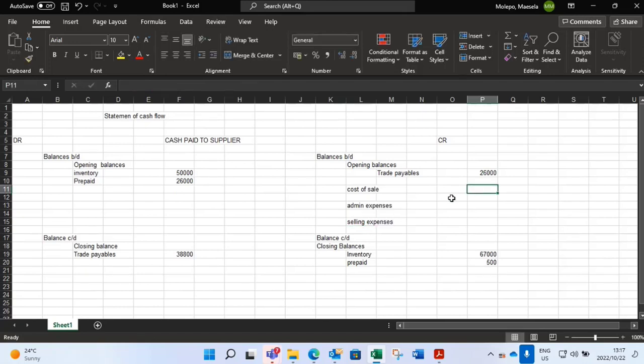The cost of sale is presented in the statement of profit and loss is how much? 250,000. Yeah, 250. The admin expenses as presented in the statement of profit and loss, 414,800. 414,800. Yes. And then the selling expenses, 87,400.